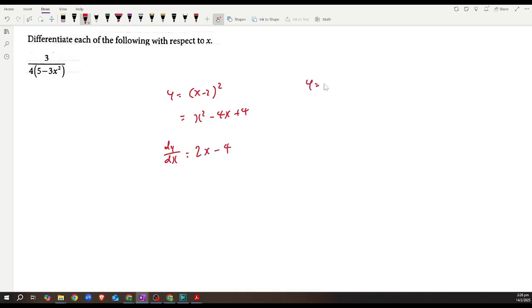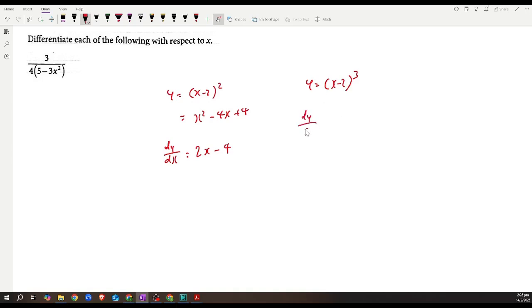But then what happens if you have y equals (x minus 2) cubed instead? Okay, you either have to expand manually or using the binomial theorem, which is still very tedious, right? But using the chain rule, you can get around this problem. You can just apply it directly here.